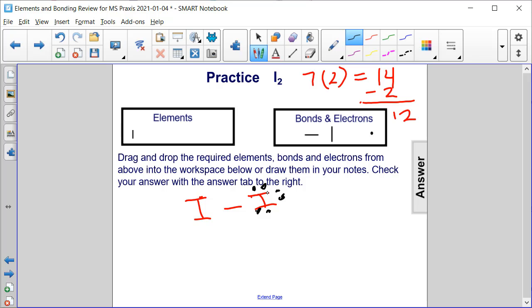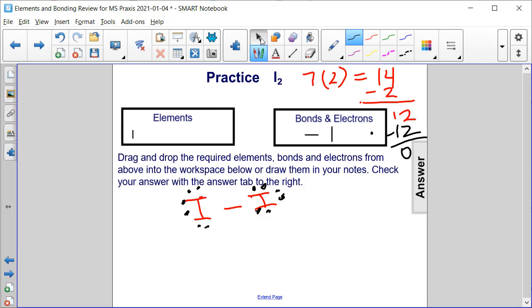Then I need to do the same to the other side. So 1, 2, 3, 4, 5, 6. Those little black dots, those lone pairs of electrons, add to 12. If I subtract 12, I've now used up all of my valence electrons. I can't draw any more, but I just need to do a check and make sure, do each of these iodine atoms have 8 valence electrons, and are they both stable? And the answer is yes, they are.